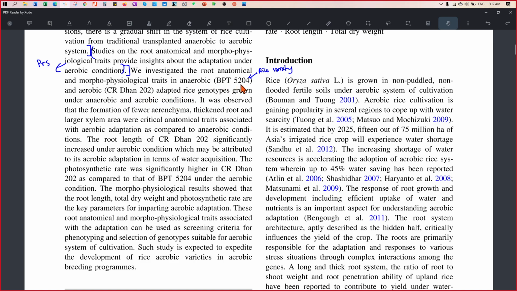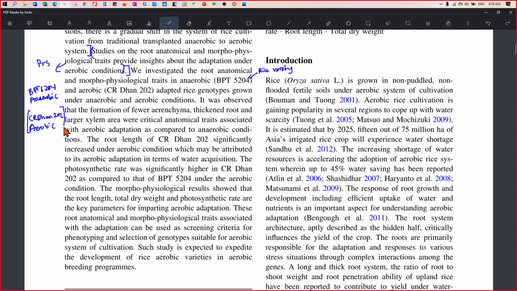So we know that BPT 5204 is a rice variety which is anaerobic. So we can write over here BPT 5204. This is anaerobic adapted rice, and we have CR Dhan 202, which is aerobic rice. How to spell it? AEROBIC, aerobic rice. Okay.